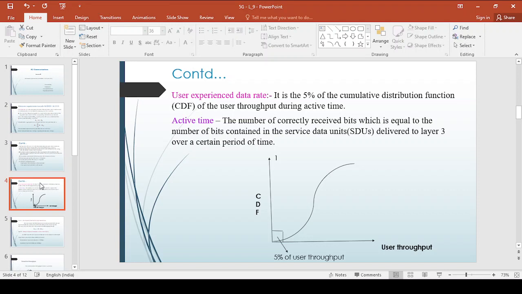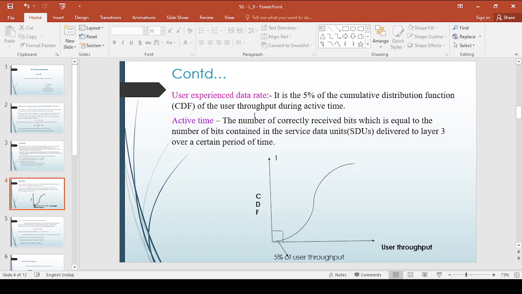If you see this figure, you will have a clear idea. Now the cumulative distribution function is on the y-axis and user throughput on the x-axis, right? The CDF value will vary from 0 to 1, and the user throughput values will vary on the x-axis. Now the 5% of the cumulative distribution function of the user throughput is nothing but the user experienced data rate, right? If you see this particular box, this is the 5% of user throughput. This 5% of the CDF of the user throughput is nothing but the user experienced data rate.